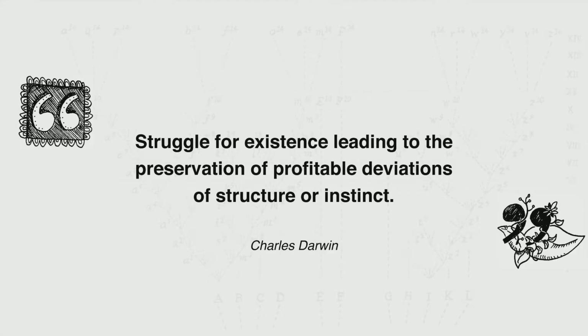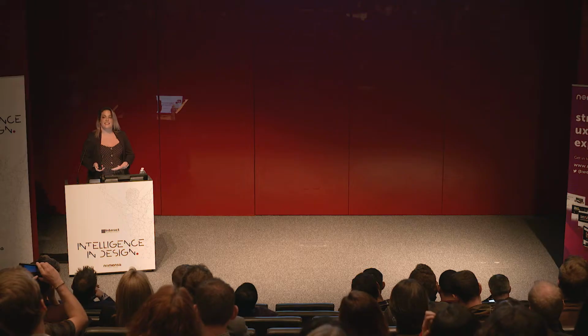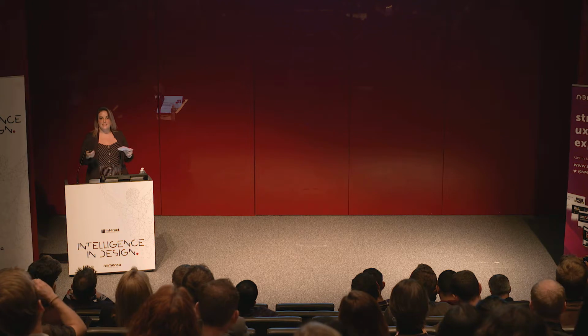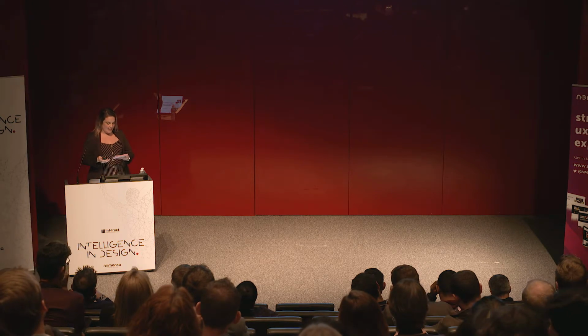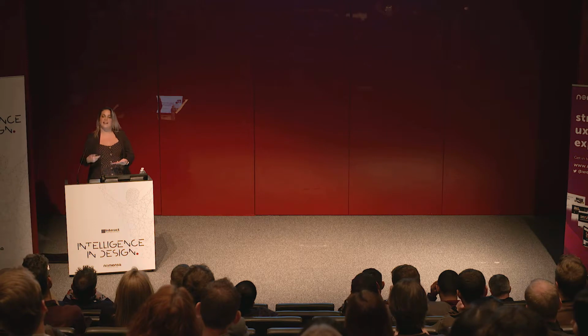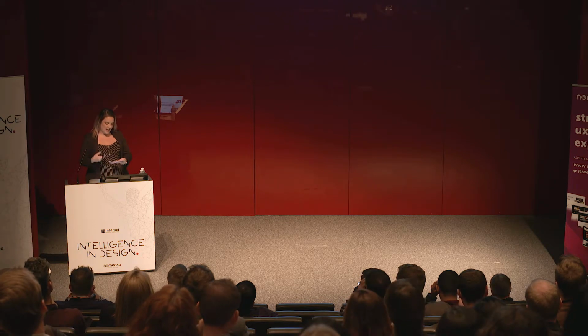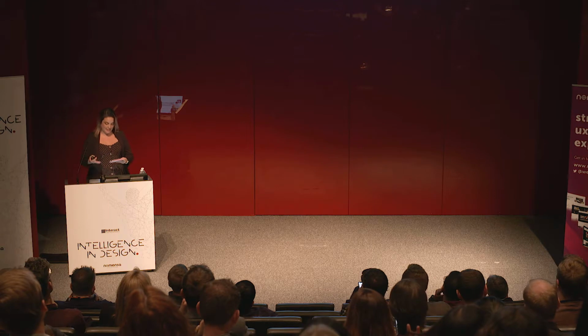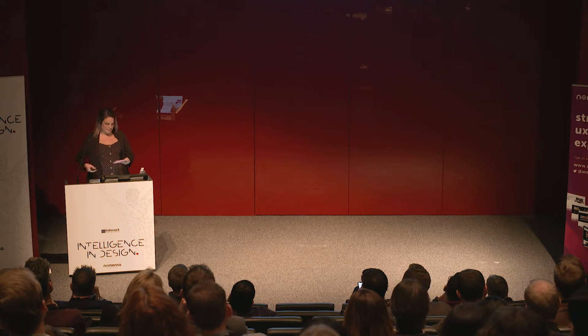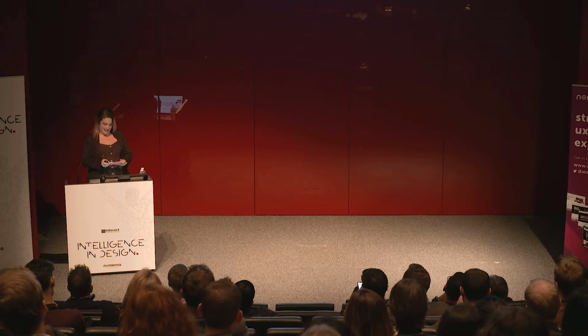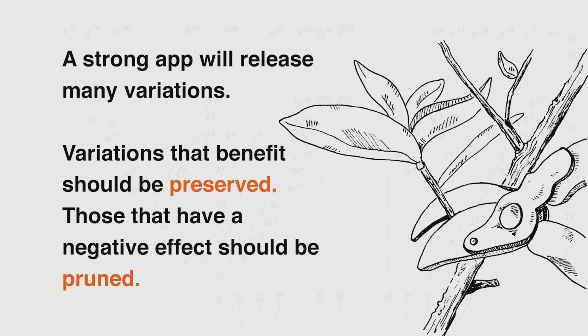Darwin described it like this: the struggle for existence leads to the preservation of profitable deviations of structure or instinct. If a slightly different colouring means that that animal blends into the forest floor better and escapes predators, then it's going to be more successful. It's got more likelihood of surviving to adulthood and having its own offspring, and they will inherit that colouring also. So rinse and repeat this over millennia, and what you get is an apparent mechanic. Within digital, a strong app will release many variations, such as a slightly different UI style, a new navigation pattern, a different algorithm.